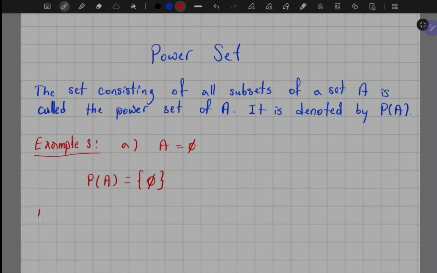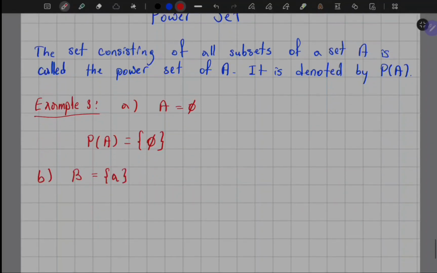For part B, we have a set B. It contains an element A. We know that the empty set is a subset of B. Here also the set {A}, in other words, B itself, is a subset of set B. Hence, our P of B is a set which contains the empty set and the set {A}.